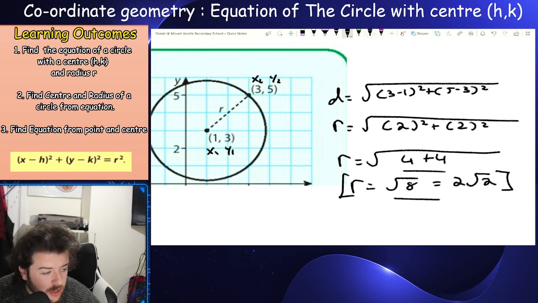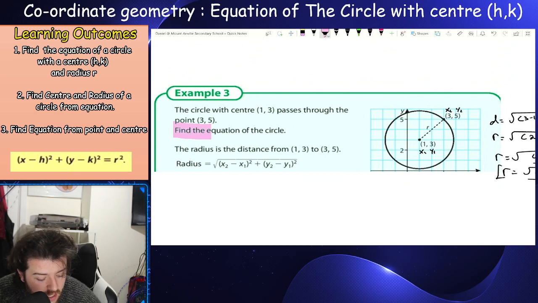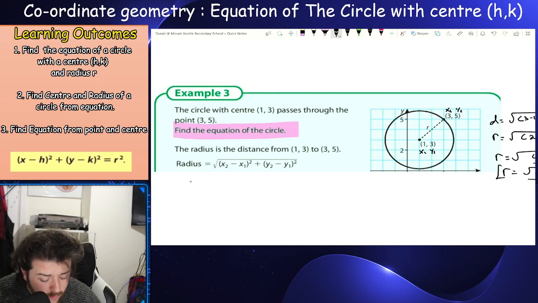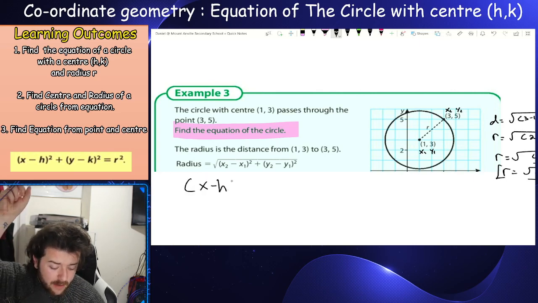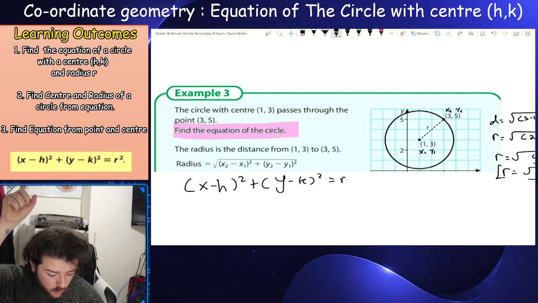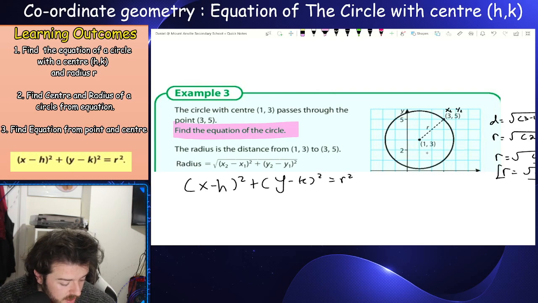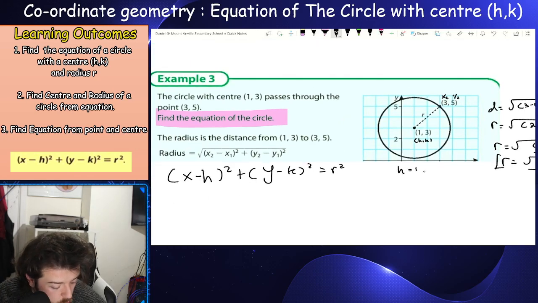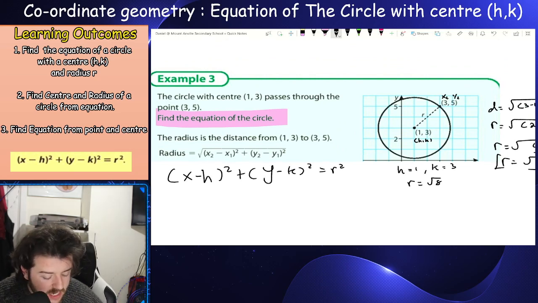Am I done, ladies and gentlemen? No, I am not. Because the question asks us to find the equation of the circle. So I'm going to write down my equation here. (x − h)² + (y − k)² = r². So remember, my center point is (h, k). So therefore, h equals 1, k equals 3, and my radius is equal to the square root of 8, or 2 root 2. So let's sub it in.